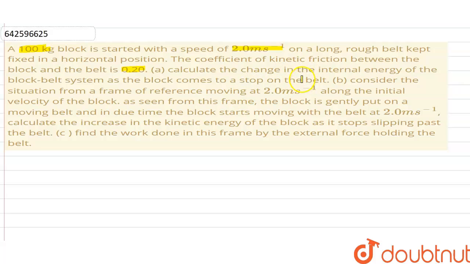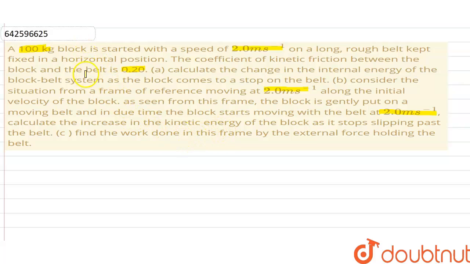In the second part, consider the situation from a frame of reference moving at 2 meters per second along the initial velocity of the block as seen from this frame. The block is gently put on a moving belt and in due time the block starts moving with the belt at 2 meters per second. Calculate the increase in the kinetic energy of the block as it stops slipping past the belt. In the third part, find the work done in this frame by the external force holding the belt.